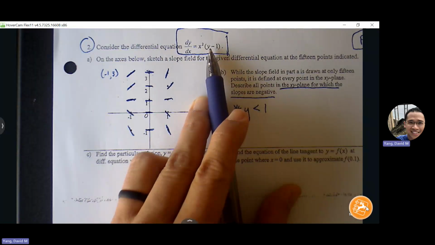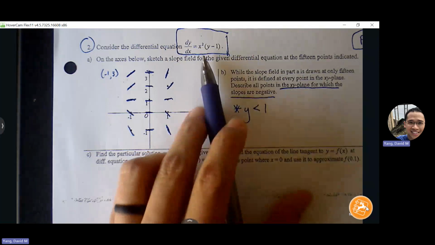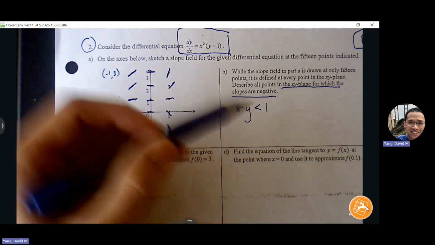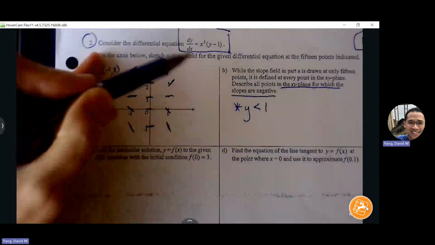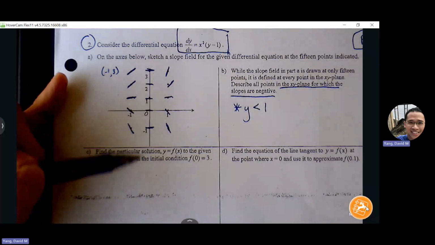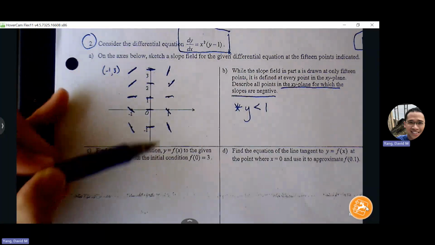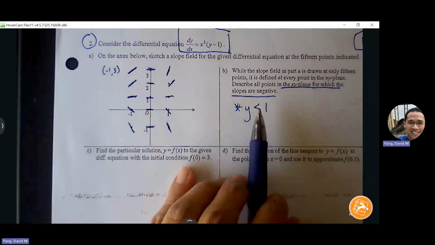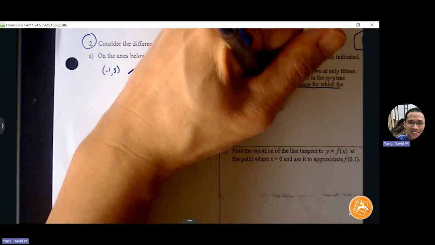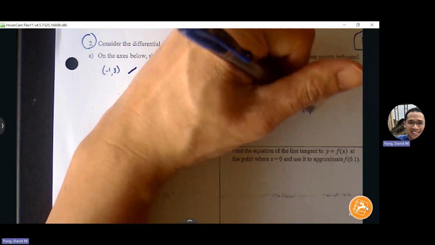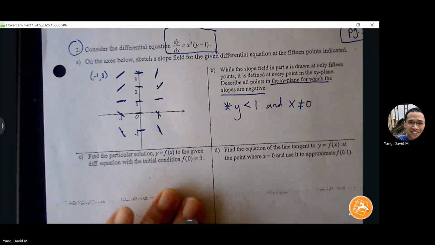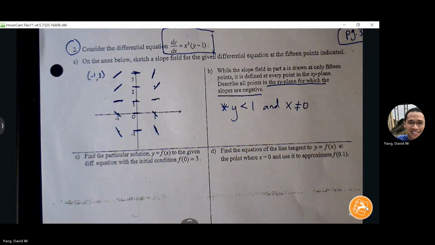If it's like 0.9 or 0.8, anything less than 0.99999 is going to produce a negative slope. But just because y is less than 1 doesn't mean that it's always going to be negative. We also have to watch out for the x as well. We can see that anything on the y-axis, even though that's considered when y is less than 1, is a place where the slope is not negative. So y has to be less than 1 and x cannot equal 0. As long as you meet those two conditions, everything is going to be a negative slope as long as it's less than 1 and not on the y-axis, basically.